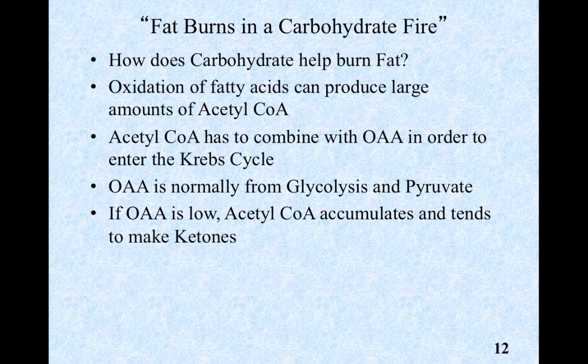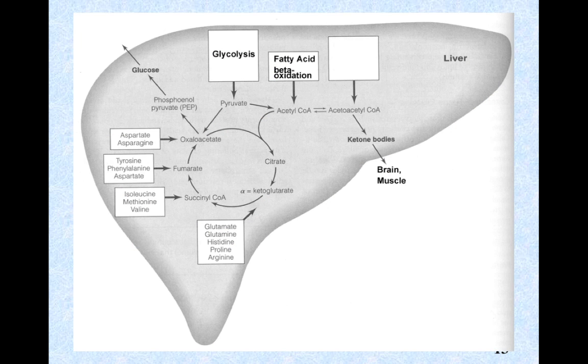Acetyl-CoA has to combine with oxaloacetate in order to enter the Krebs cycle. So if you have a significant amount of acetyl-CoA, every one of those acetyl-CoA molecules has to combine with oxaloacetate in order to go into the Krebs cycle. Oxaloacetate is normally from glycolysis and pyruvate. If high amounts of oxaloacetate are needed, cells can get it from glycolysis. However, if oxaloacetate is low, acetyl-CoA accumulates and tends to make ketone bodies. So here's a scenario.